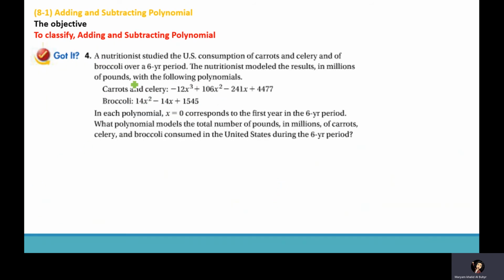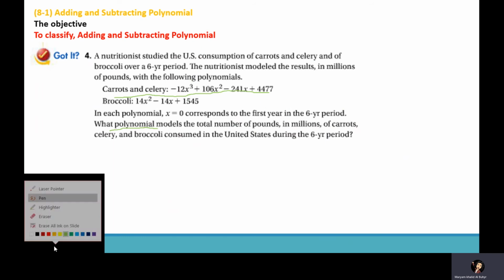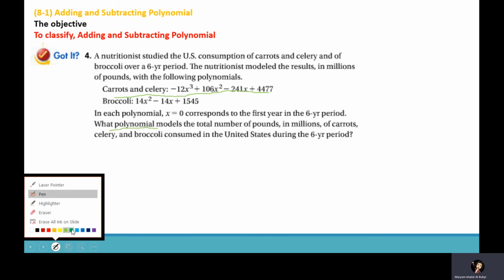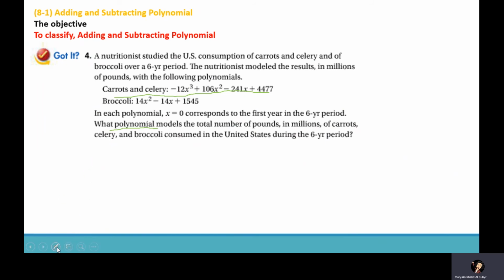The next problem, again, we have two polynomials. These two polynomials represent something in our life. So we need to add these two polynomials. The polynomials model the total number of pounds in millions of carrots, celery, and broccoli and so on. So you are going to add them. How can I add them? First of all, I'm not going to rewrite them. I'll add them directly, but focus on how I will add.